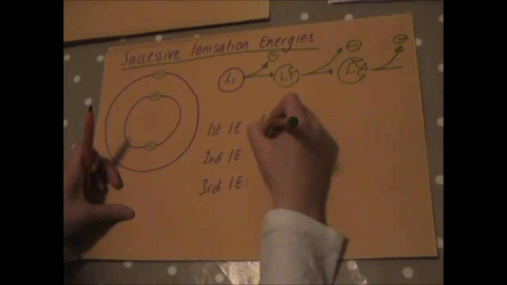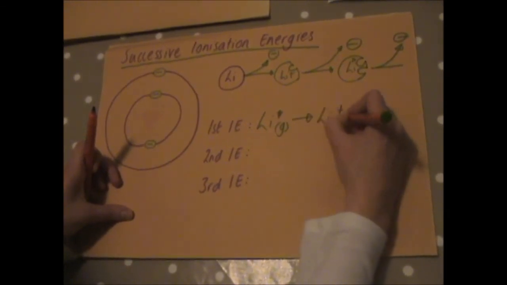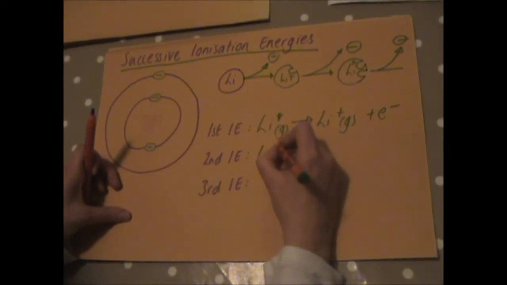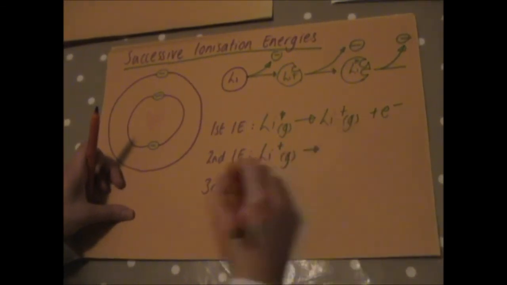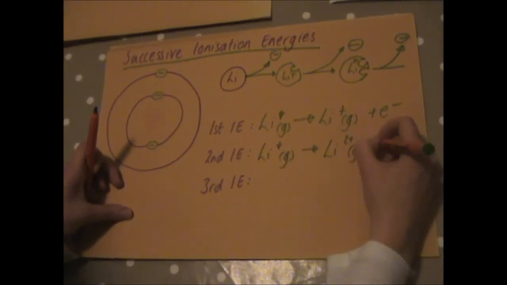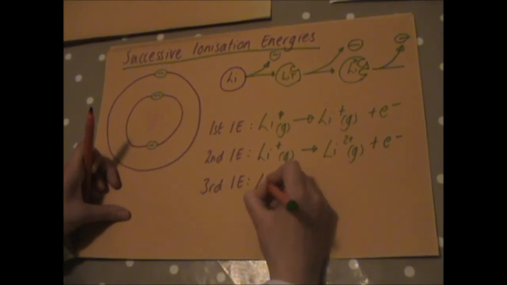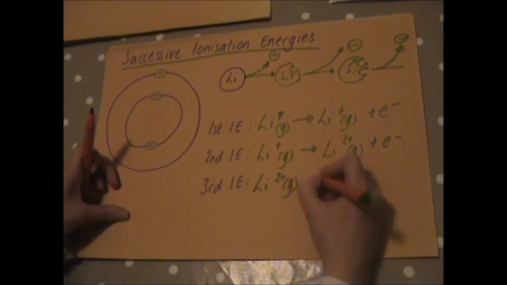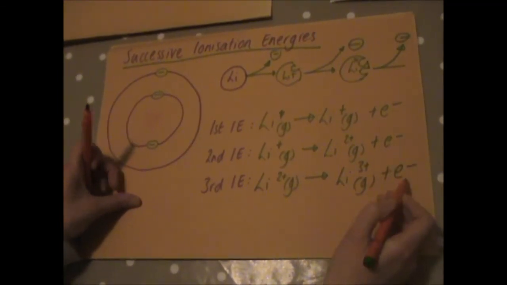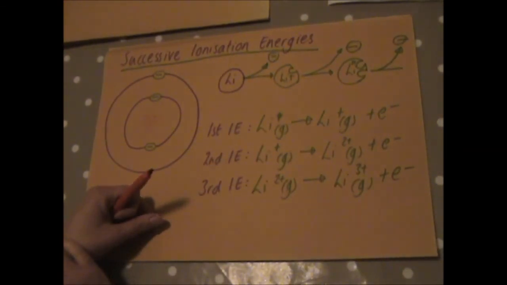So if we have a look at our equation, we had lithium as a gas, going to lithium plus, and that's the electron that we've removed. Or a mole of lithium plus ions for the second ionisation energy becomes a mole of lithium 2 plus ions and a mole of electrons. Or you can take the mole of lithium 2 plus ions and take off another electron from each one to make a mole of lithium 3 plus ions.